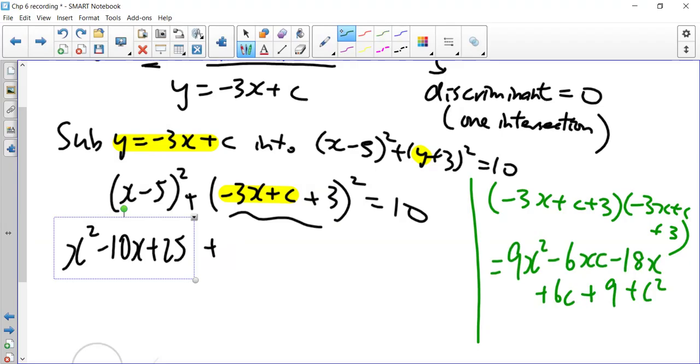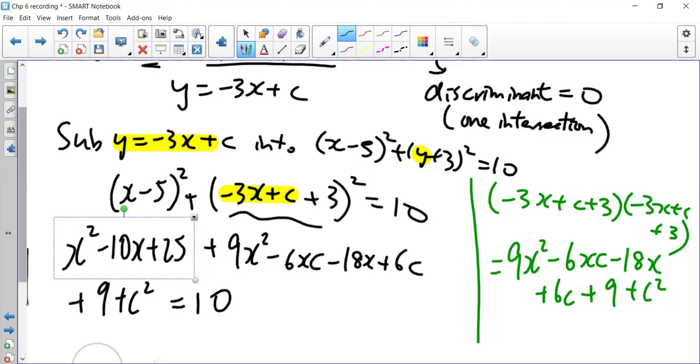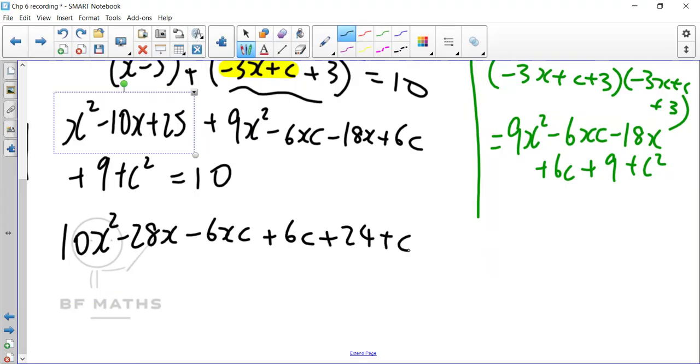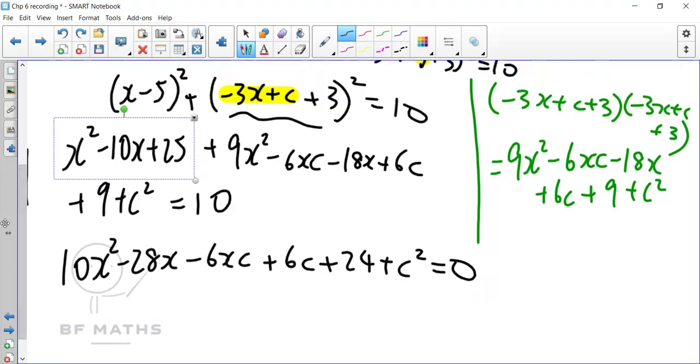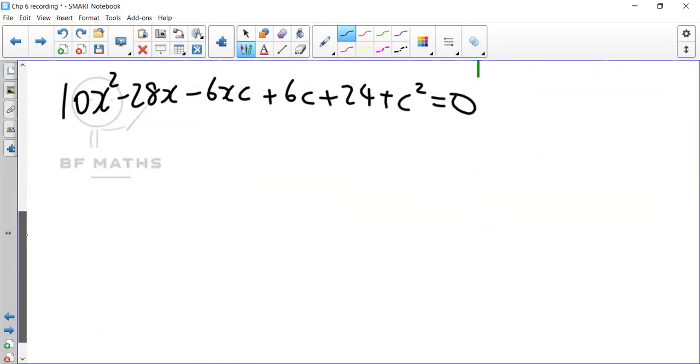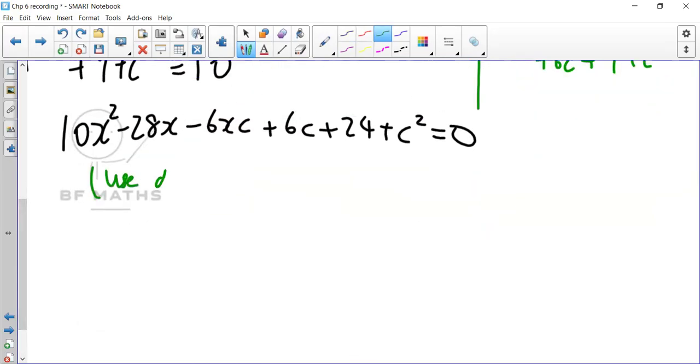We're going to put it in. So plus 9x squared minus 6xc minus 18x plus 6c plus 9 plus c squared equals 10. Don't forget the right hand side. I'm going to do some simplifying, and I should get 10x squared minus 28x minus 6xc plus 6c plus 24 plus c squared equals 0. Hopefully there's no issue in here. What I'm doing merely is expanding brackets, simplifying and collecting like terms. Now I use the discriminant.